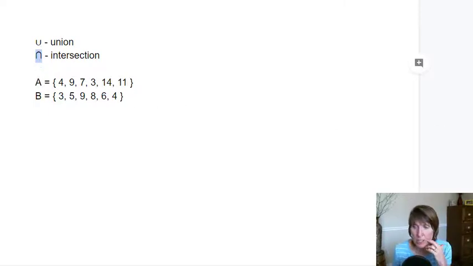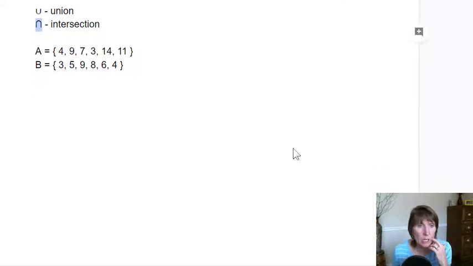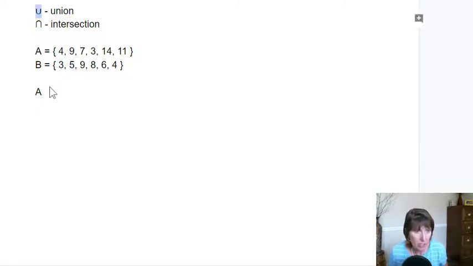So consider these two sets. All right, and if we say, what is A union B? And we use this character to say A union B. And these set operations actually produce sets. So the result of doing A union B is going to be a set itself.